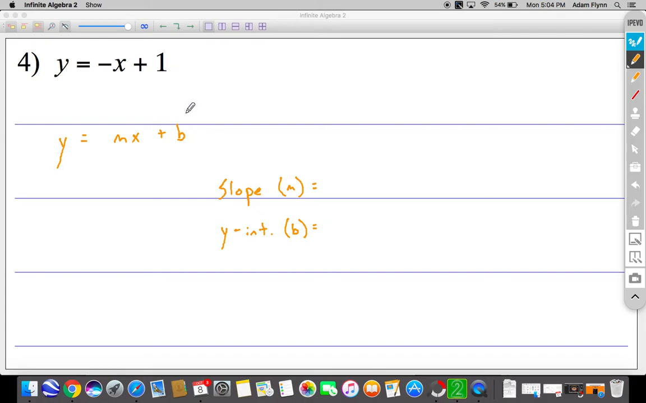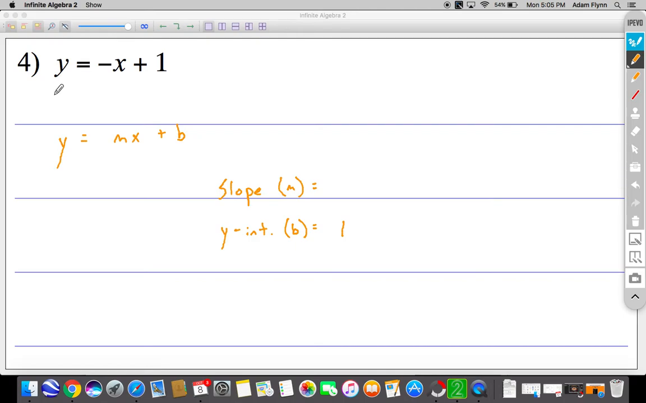Next one. So let's start off with my easiest part for this one, because I have a feeling there are a few people who would have a few different guesses for what my slope would be. So I've got a +1 on the end, so I know my y-intercept, or my b, will be +1. So now let's take a look at my slope. So I'm looking for the number, or the coefficient that is in front of my x. So in front of my x, I've just got a negative sign.